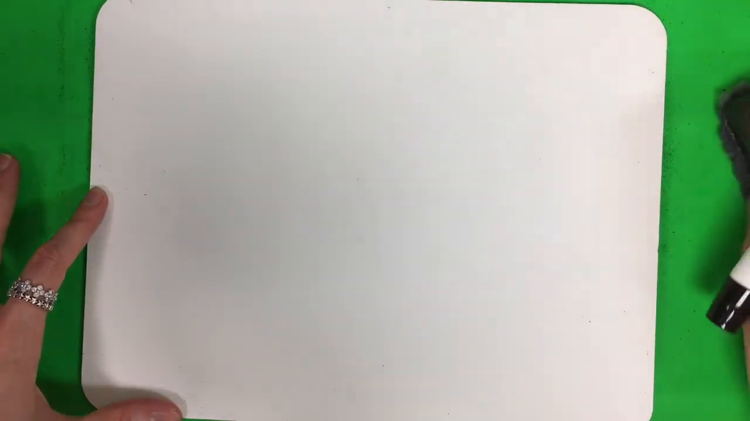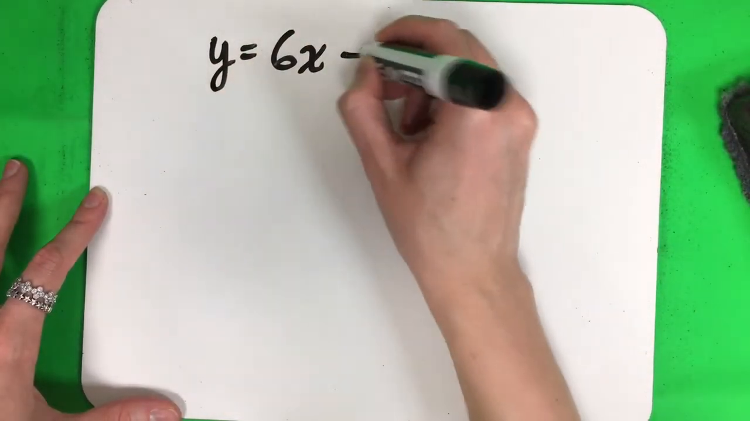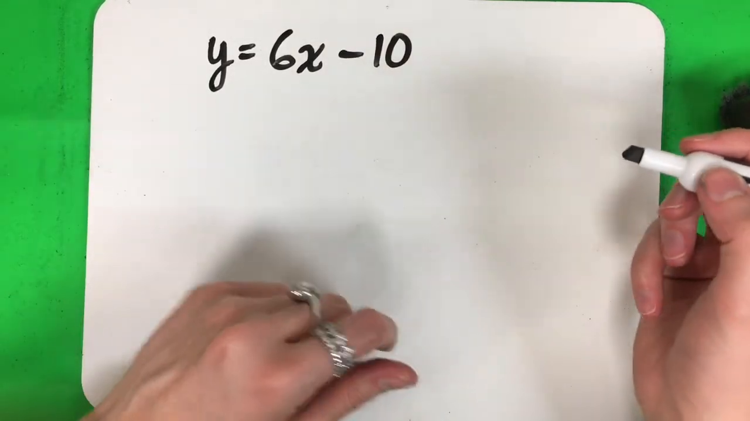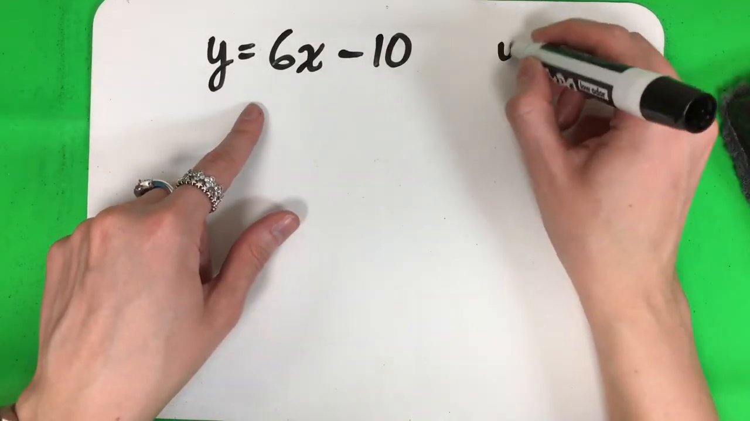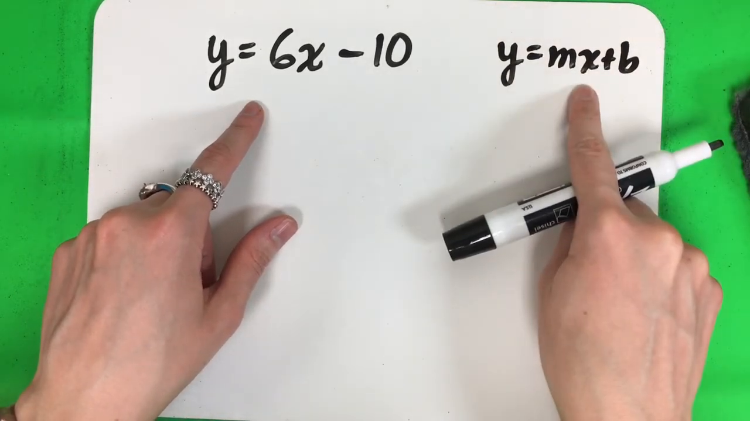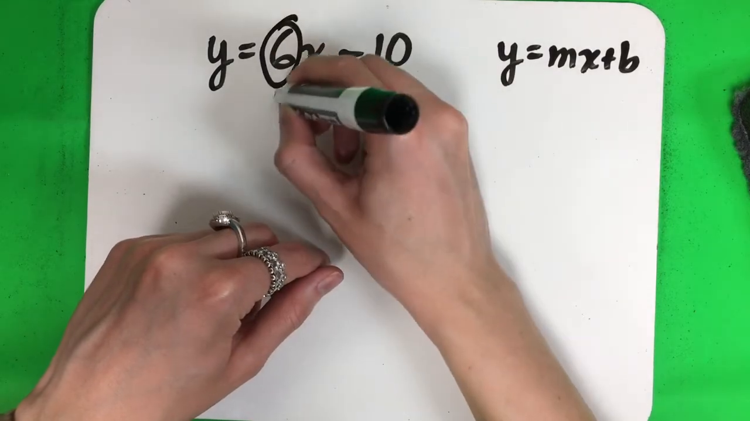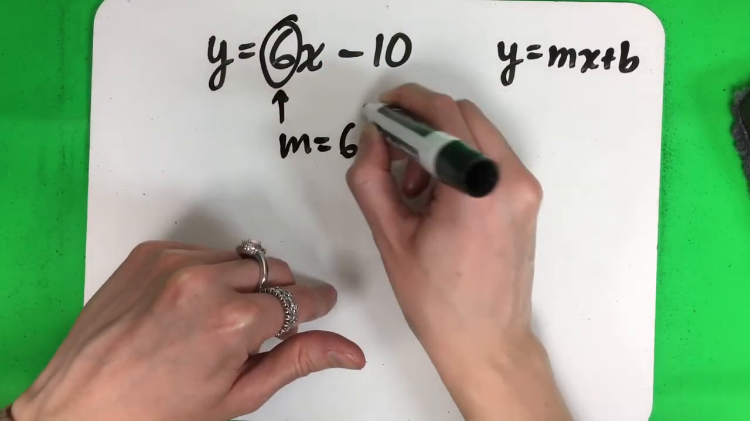Okay, I know I said that was the last one, but there's just one little thing I want to show you. What about this? Do I need to fix this? No, because the y is alone. It's already in this form. Okay, so you don't need to fix it. What is the slope? 6. So m equals 6, the number with x.